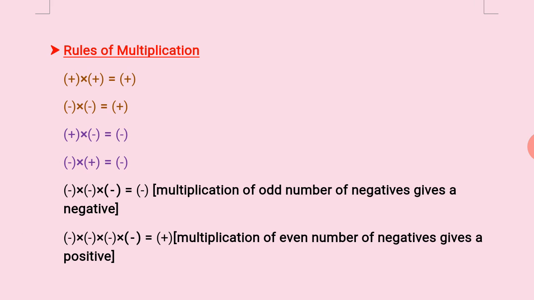When you have 3 numbers which are all negative, the answer will be negative. The same is true for 5 numbers. Then 7 numbers, all negative. The product is always negative. So if odd number of negatives are there and they are multiplied, the answer will be negative. The other way, if you have even number of negatives, for example, you have 2, 4, 6, such numbers, even numbers of negatives, the answer will be positive.